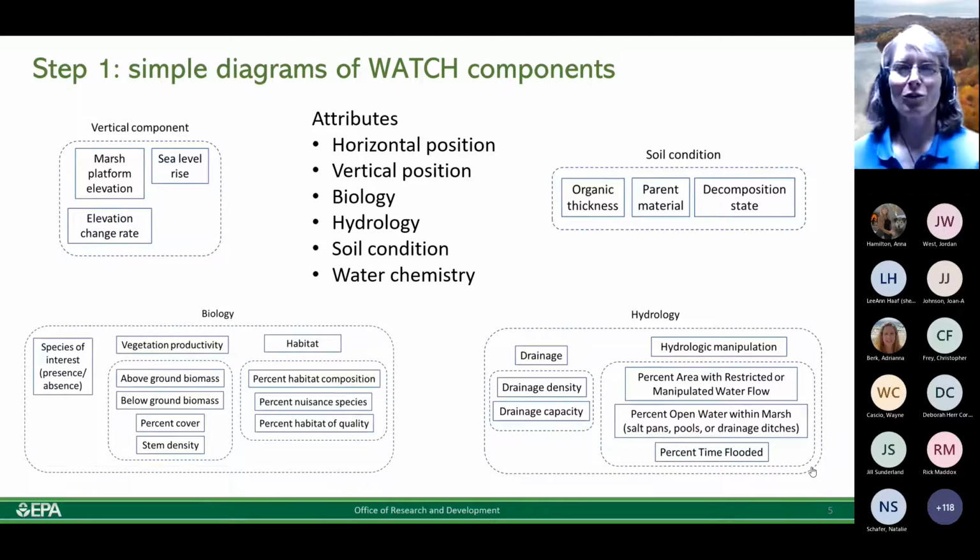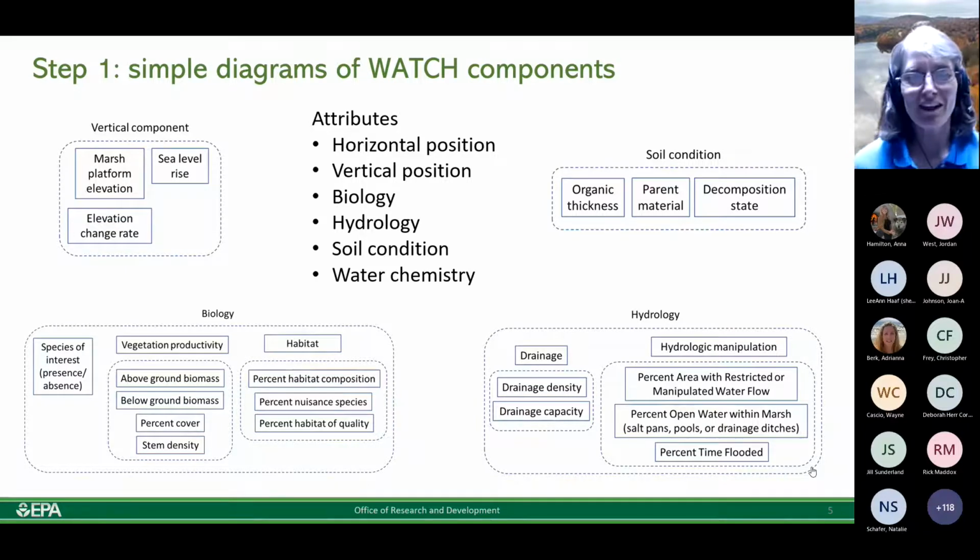This slide goes into a little more detail about the watch components. As Leanne mentioned, there are 6 different attributes as the watch tool currently stands. They set this tool up so it's very flexible. If you took it off the shelf and used their Excel worksheet, you'd be able to go through these steps, but they left it open and very flexible so you could customize it or add new things in if you wanted. But we wanted the heart of our conceptual diagram to cover the attributes that they put a lot of thought into selecting. Those include horizontal position, vertical position, biology, hydrology, soil condition, and water chemistry.